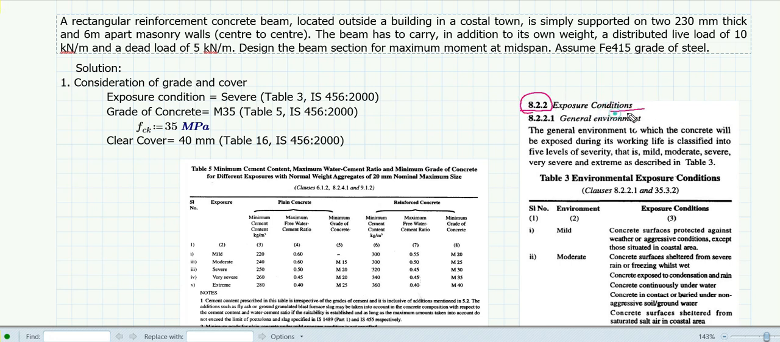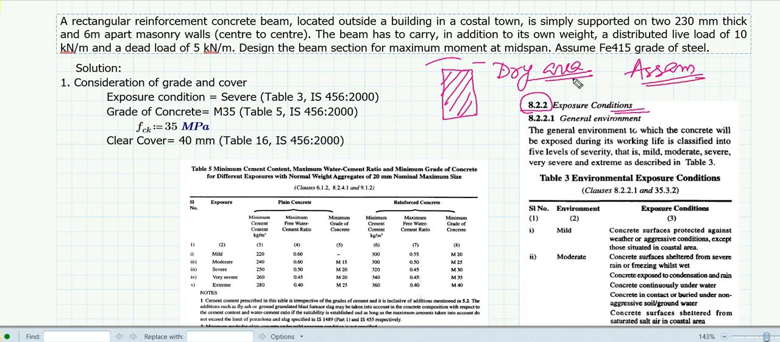This is for the exposure condition. What do we mean by exposure condition? Exposure condition means the environment condition of the concrete that you are making. Suppose you are constructing a building in a dry area, in Rajasthan, and another building in Assam.